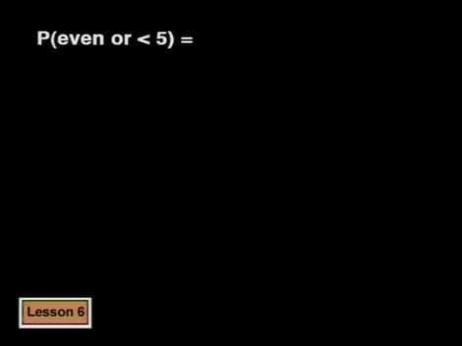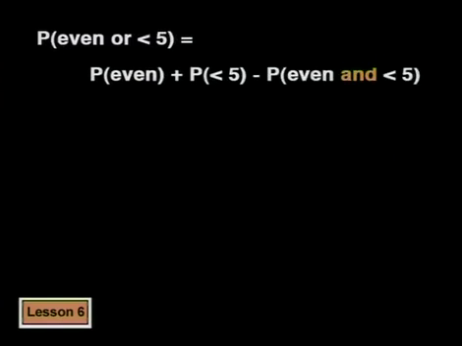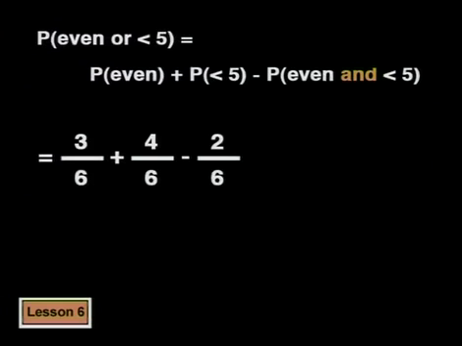The probability of getting a number which is even or less than 5 equals the probability of an even number plus the probability of a number less than 5 minus the probability of a number which is even and less than 5. So putting the numbers in, that's 3/6 plus 4/6 minus 2/6. There are 2 numbers which are both even and less than 5 out of the sample space of 6, and that's 5/6. This is an important rule of probability for inclusive events or events that intersect with each other.